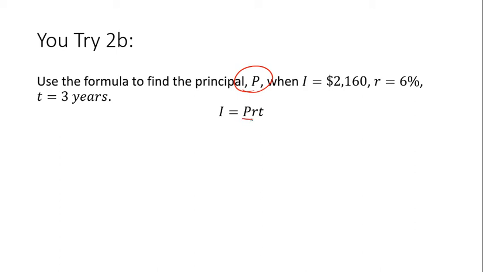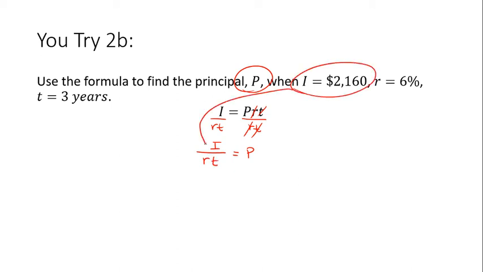So what I'm going to do is divide both sides by RT. That's going to cancel the R's, and the T's are going to cancel. So I'll be left with P is equal to I over RT. So I know I right off the bat. I can plug that in. And I know T is equal to 3. So I'll be able to plug that in.